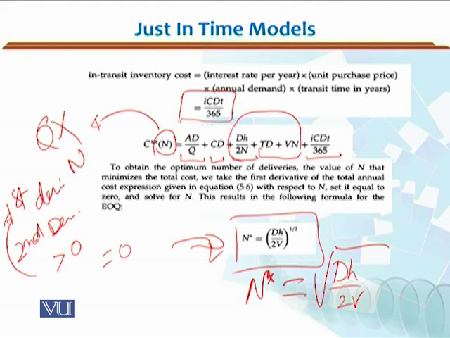The focus here is actually on determining the number of deliveries per year rather than looking at the optimal quantity. So this was the first model of just-in-time. In the next models, we would be looking at the optimal quantity Q as well as the optimal number N. Thank you.